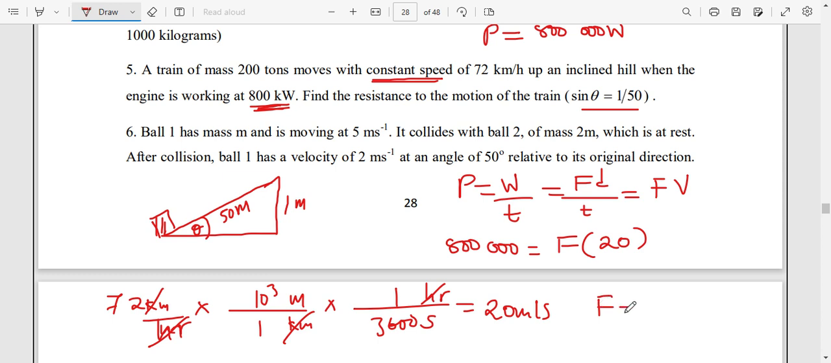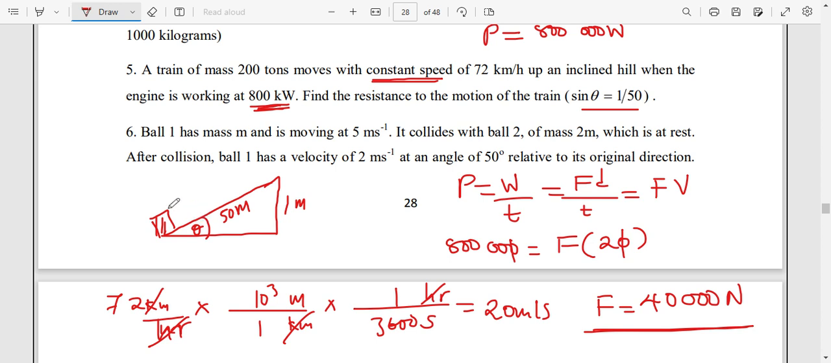Meaning that the force here is going to be, this 0 can go with 1 0 here, 2 into 8, that is going to be a 4. So this is going to be 40,000 newtons force. Find the resistance to the motion of the train. So this is the force that is pushing it up. That's the force pushing it up.